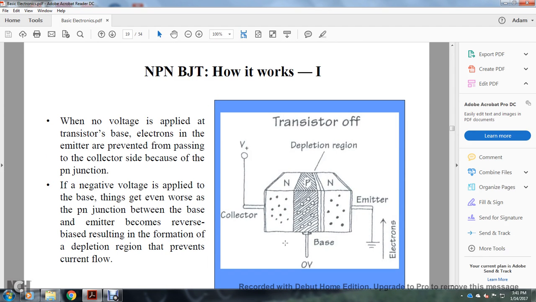Alright, the NPN BJT and how it works. When no voltage is applied to the transistor base, electrons from the emitter are prevented from passing to the collector side by the PN junction. When negative voltage is applied to the base, the PN junction between the base and the emitter becomes reverse biased, resulting in the formation of a depletion region that prevents current flow. Transistor off. When positive voltage goes through the base of the transistor, the negative side of the junction goes to the emitter and into the ground, electrons.